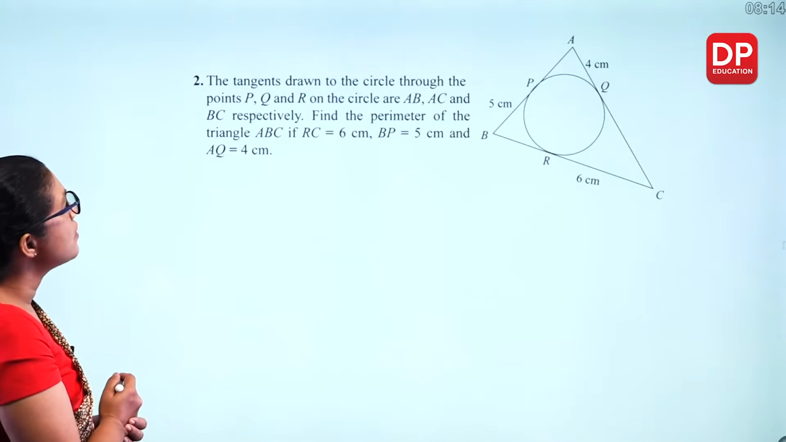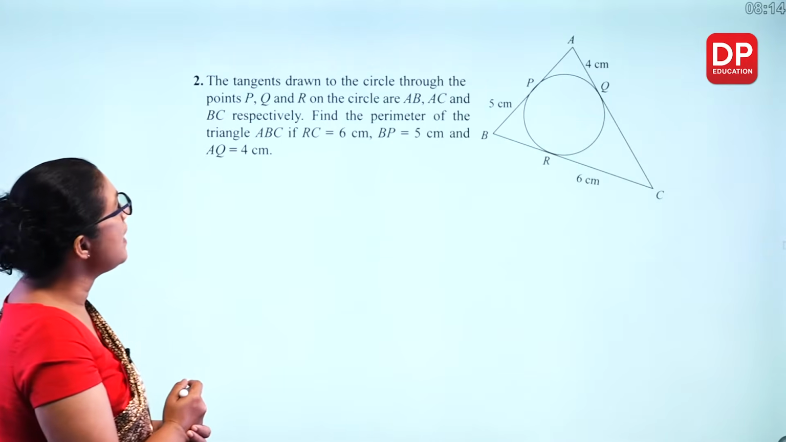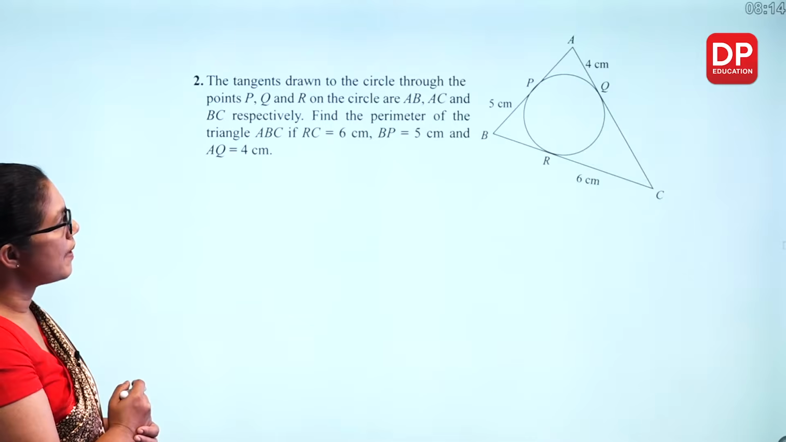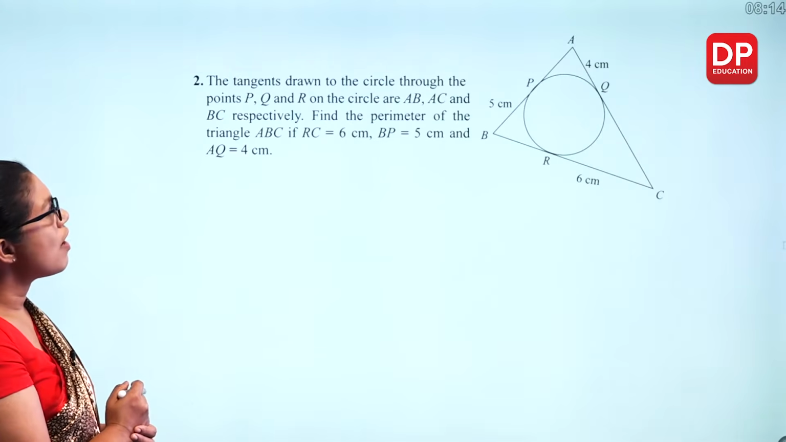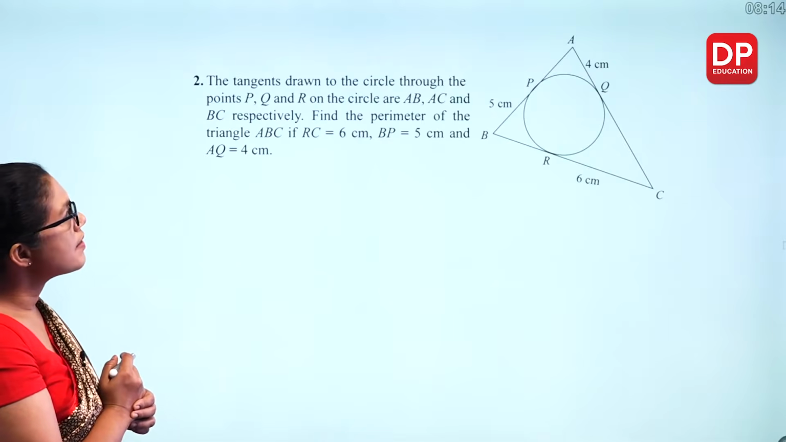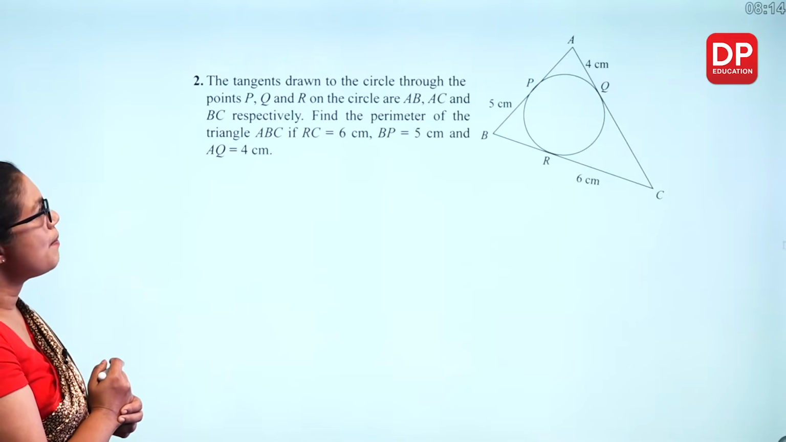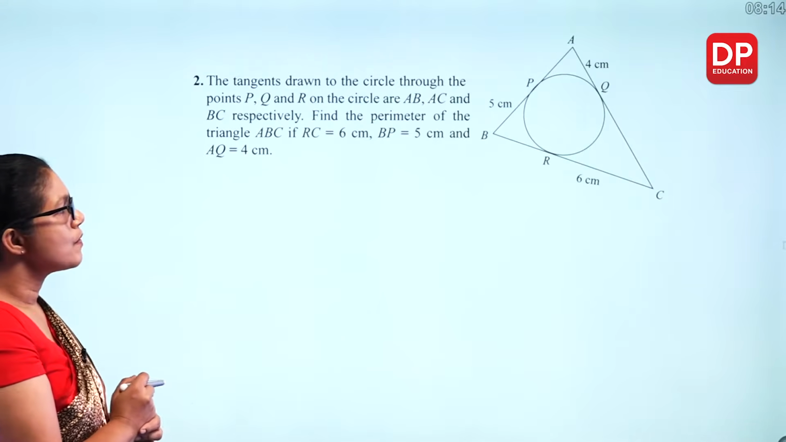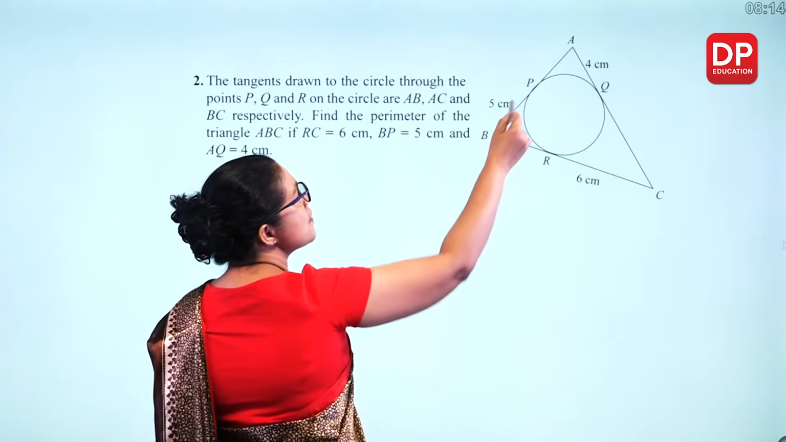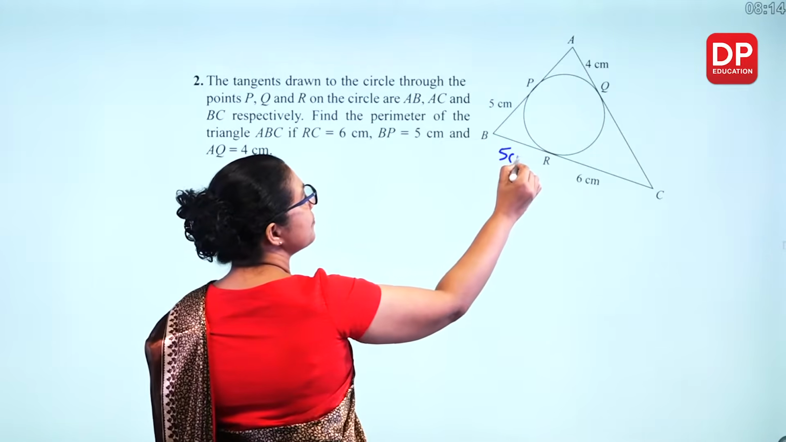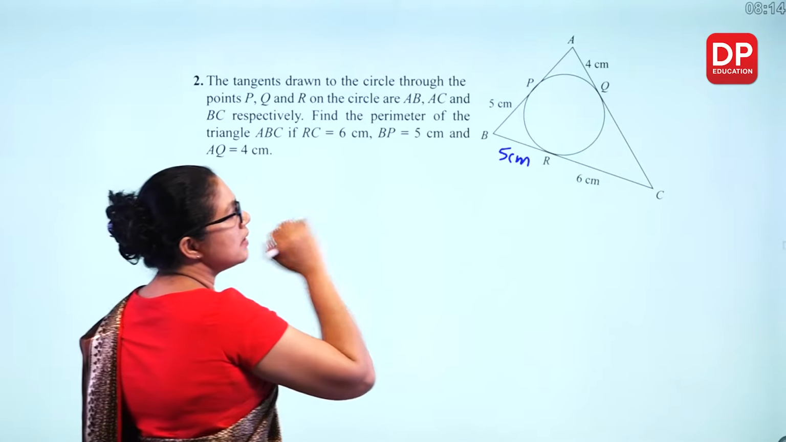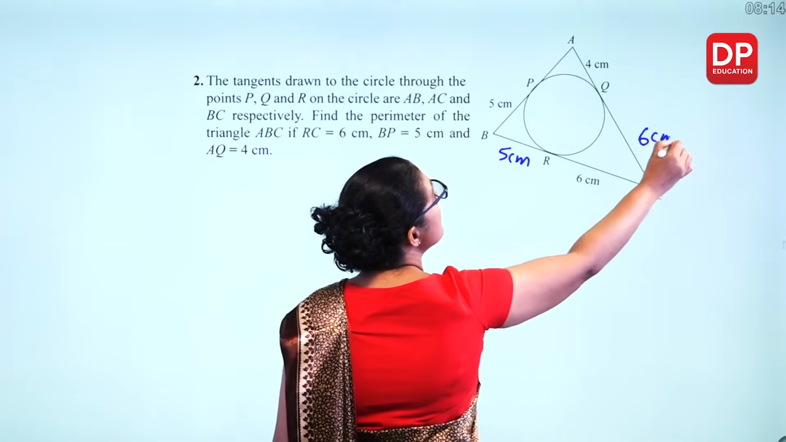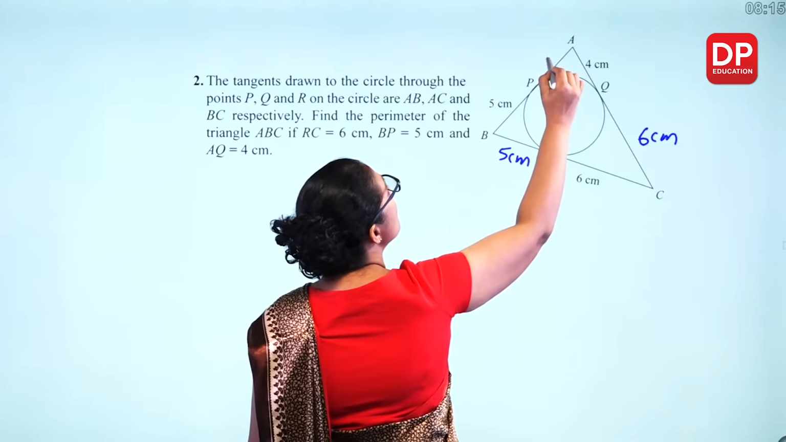Question number 2. The tangents drawn to the circle through the points P, Q and R on the circle are AB, AC and BC respectively. Find the perimeter of the triangle ABC if RC is 6 centimeters and BP 5 and AQ 4. So, if this is 5, this is 5. Both tangents are equal. This is from the outside point. These two tangents also equal. If this is 6, this is 6. This is 4. So, this is 4.